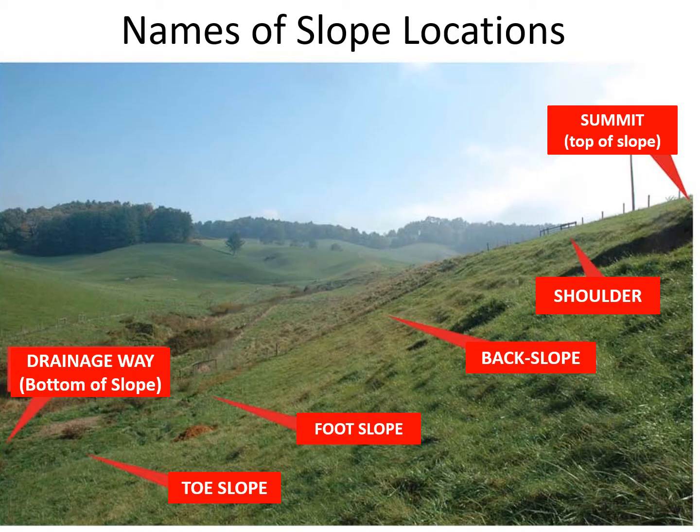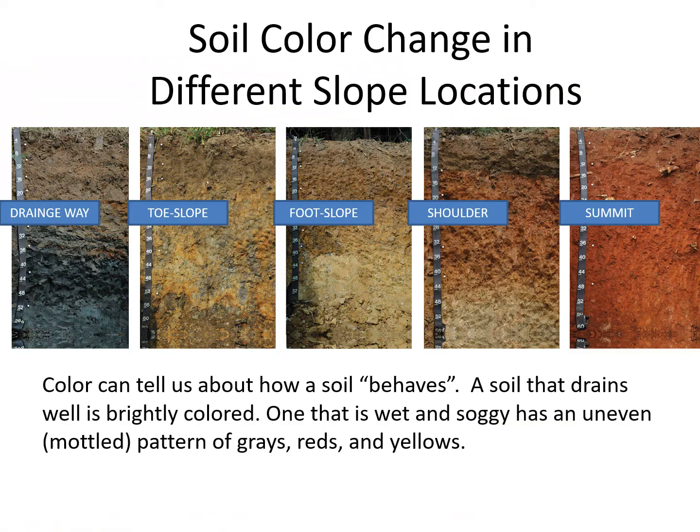Soils change on a landscape depending on where it is on the slope. This shows the names of the parts of the landscape. The next slide shows what the soil looks like at each position. Soil color changes based on landscape position. Color can tell us about how a soil behaves. A soil that drains well is brightly colored. One that is wet and soggy has an uneven, mottled pattern of grays, reds, and yellows.